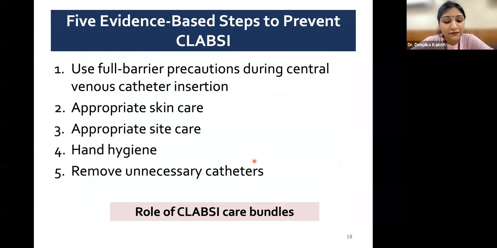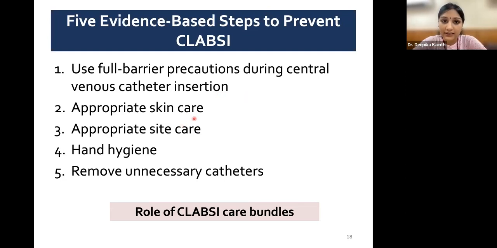So if you don't remember anything from my class today, these are the 5 things that I need you to remember when you go home or go to your unit. So one is full barrier precautions during central venous catheter insertion. This is very, very important because if while putting a line we infuse an infection or bacteria into the system, then after that, the battle is lost. So even if we do whatever site care, whatever antibiotics, whatever daily surveillance, the battle is lost. So while inserting the central venous catheter, we should have full barrier precautions.